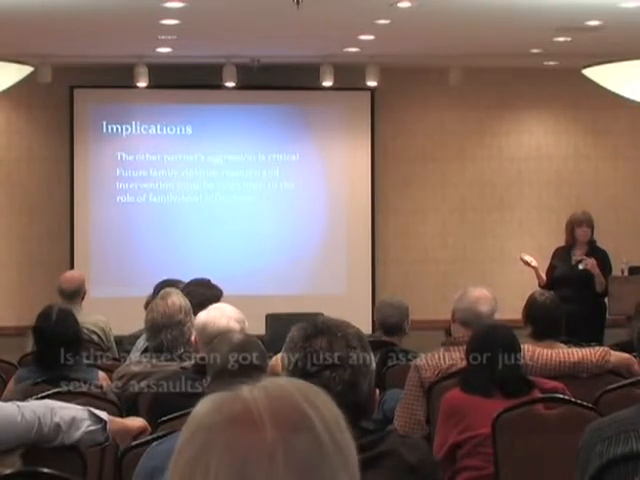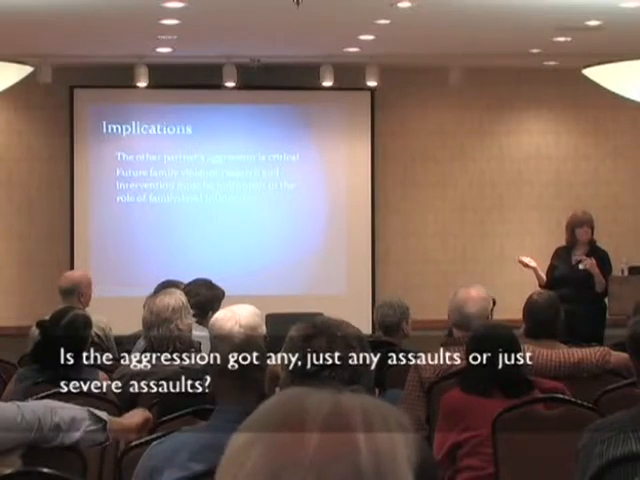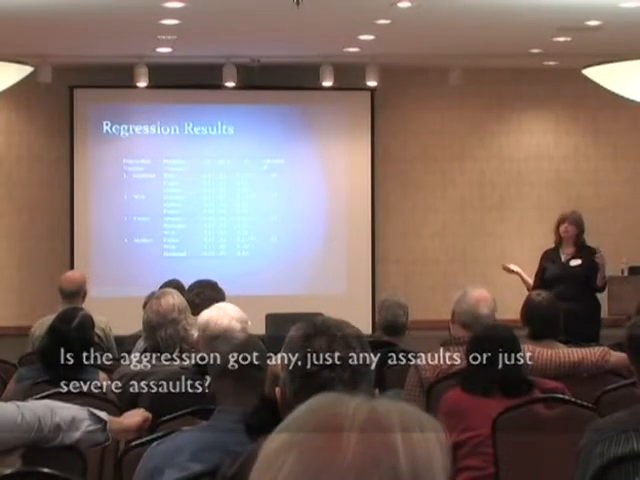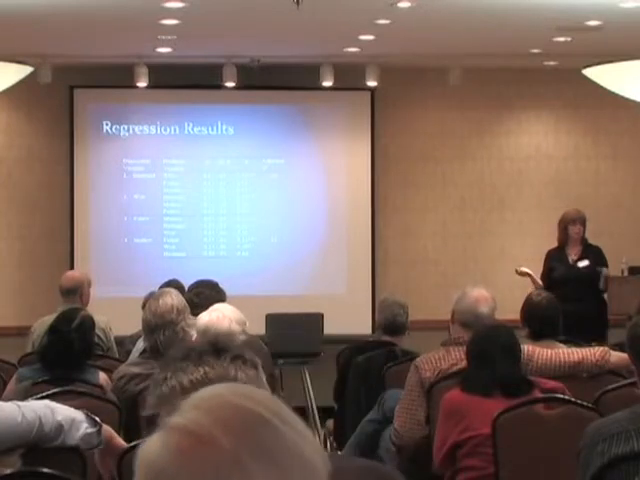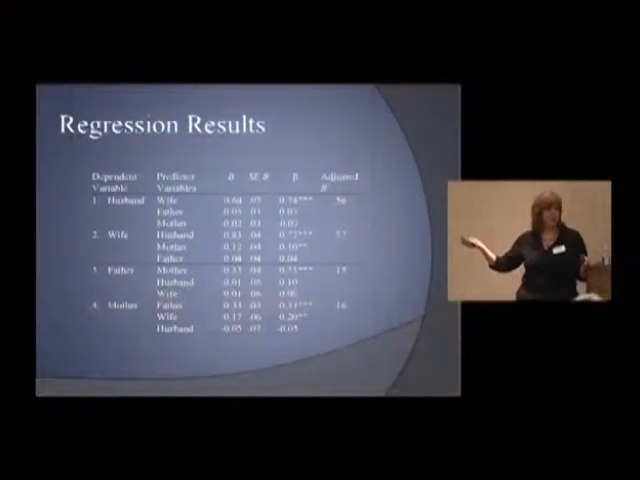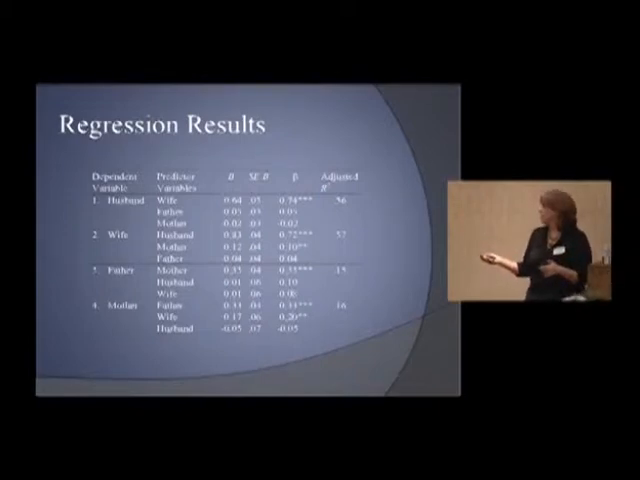Is the regression for just any assaults or severe assaults? This includes any assault, but it includes frequency and severity. So you get higher scores here if you do more behaviors and if you do more severe behaviors. Lower scores if you do fewer, less severe behaviors. Obviously, lowest score if you do nothing aggressive. Okay, so I already said that.